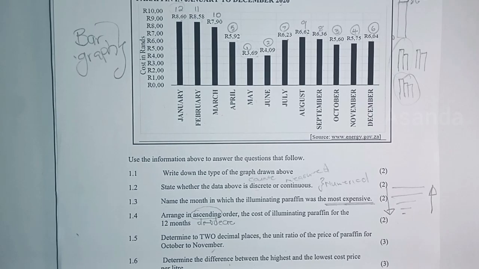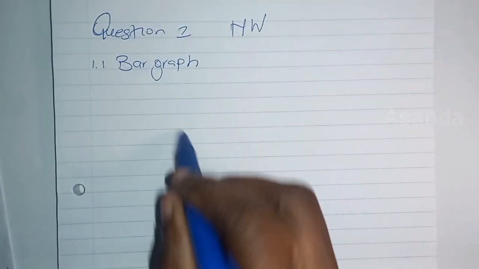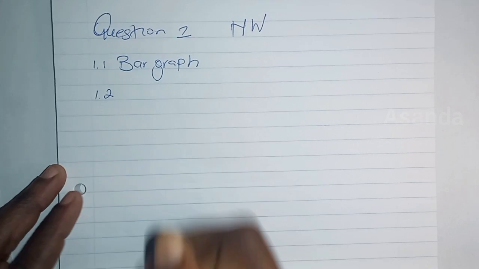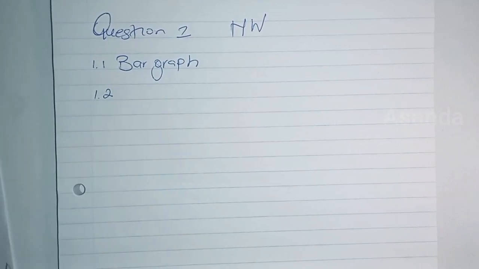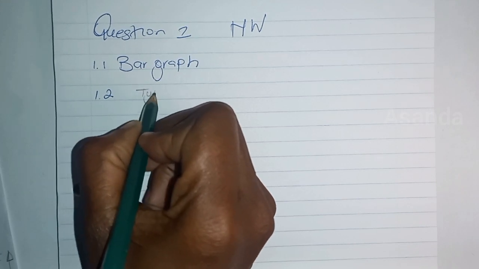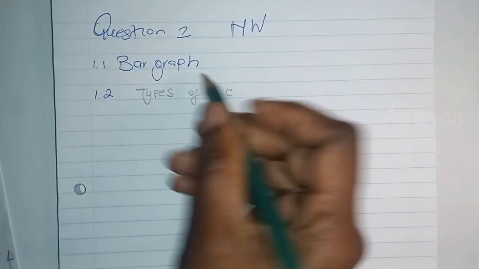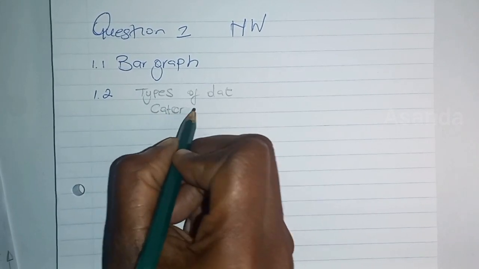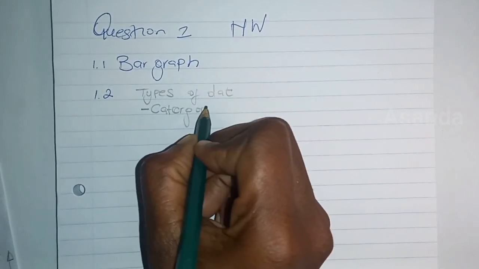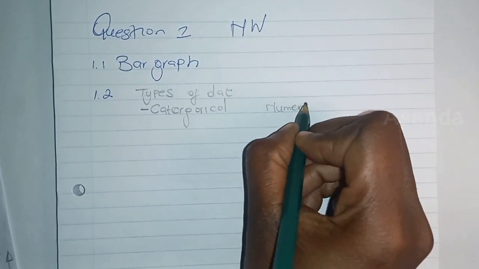State whether the data above is discrete or continuous. Now, when we're talking about discrete or continuous data, we're talking about a type of data that is, I'm just going to write it here, even though that's not part of the answer. There are 2 types of data. We have categorical and we have numerical data.